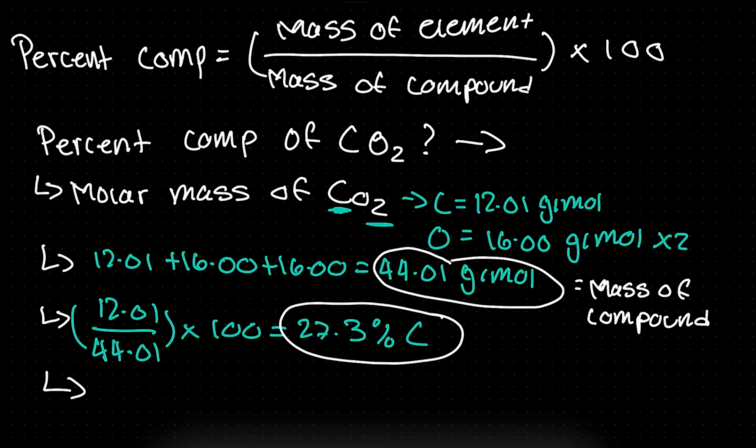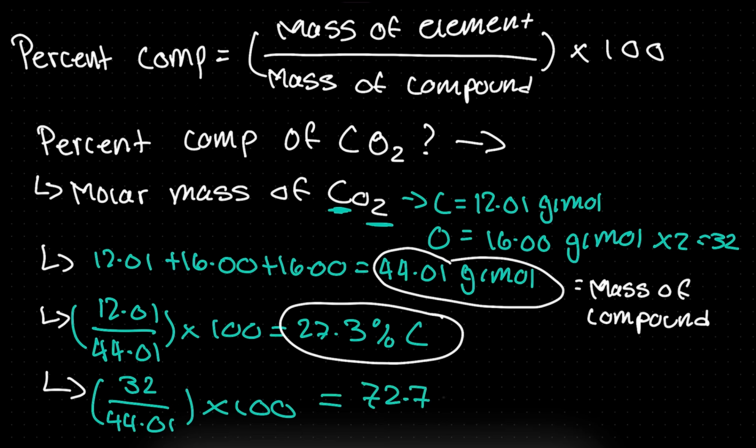What was our molar mass? 16, right? But we multiplied it by 2, remember? 32, or 16 plus 16, 32. So we'll do 32 over 44.01 multiplied by 100, right? Which is equal to about 72.7% oxygen. And this is our percent composition of carbon dioxide.